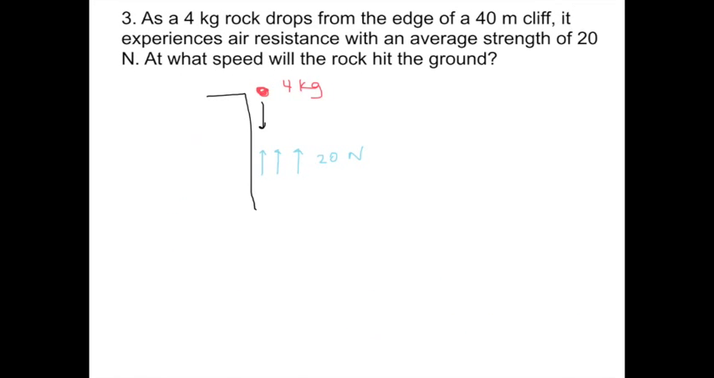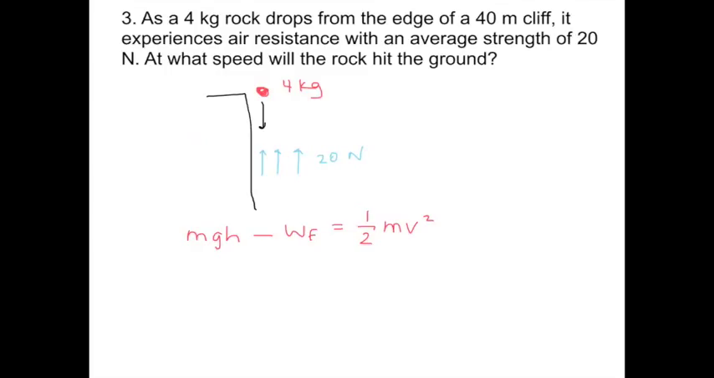Number 3. As a 4-kilogram rock drops from the edge of a 40-meter cliff, it experiences air resistance with an average strength of 20 newtons. At what speed will the rock hit the ground? So in this case, we're going to need to use work. So we'll start in the same way. We have the gravitational potential energy minus, we'll call this work due to friction or air resistance, and that will equal the final kinetic energy, 1/2 mv squared, when it hits the ground.